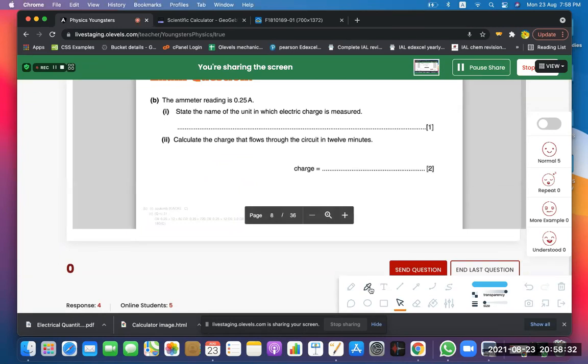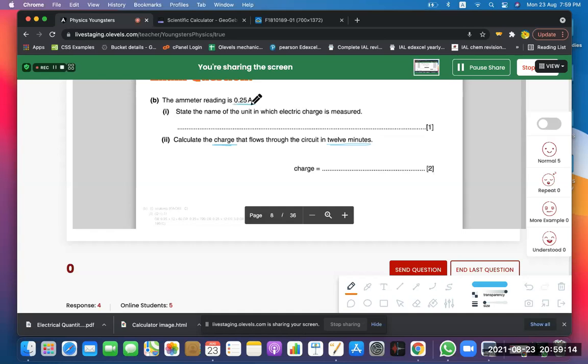Okay, so what's our first step? Who can tell? Ma'am, I can tell. We need to first write the formula. No, first we have to underline the keywords. We will first underline the keywords. We want to find charge. The keyword here is charge, so we will underline charge, and we will underline the 12 minutes. Then we want to convert the 12 minutes into seconds.